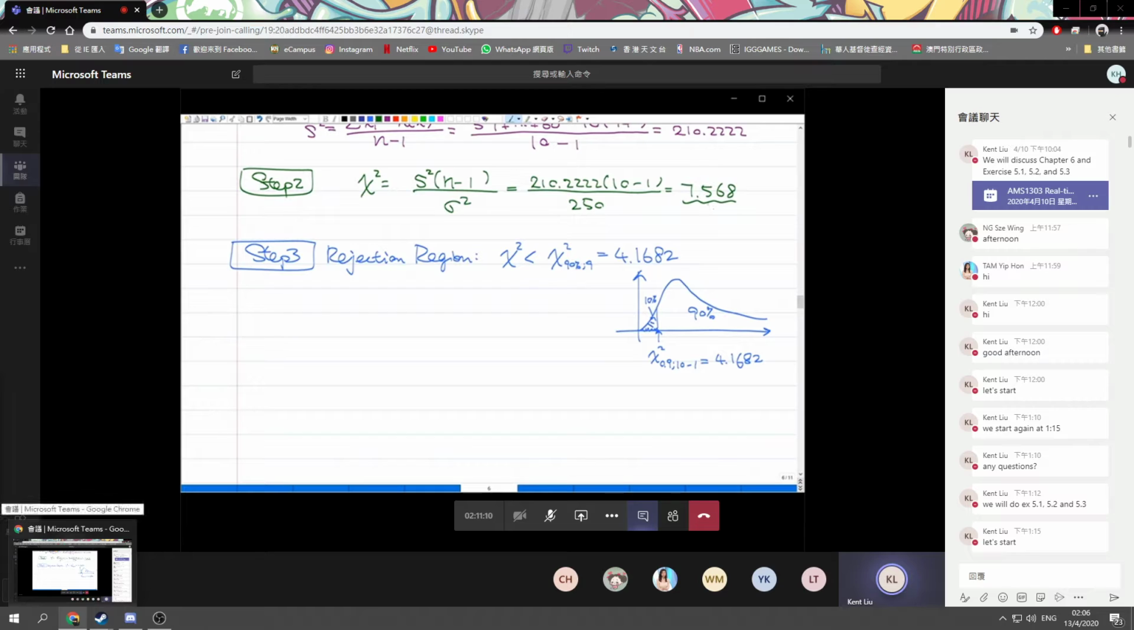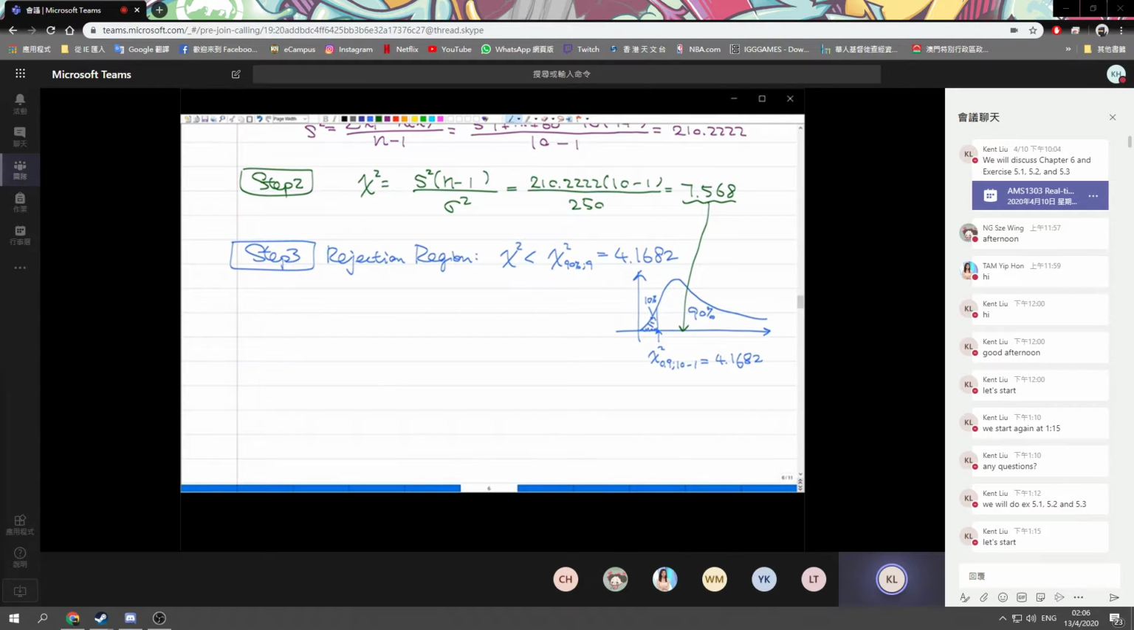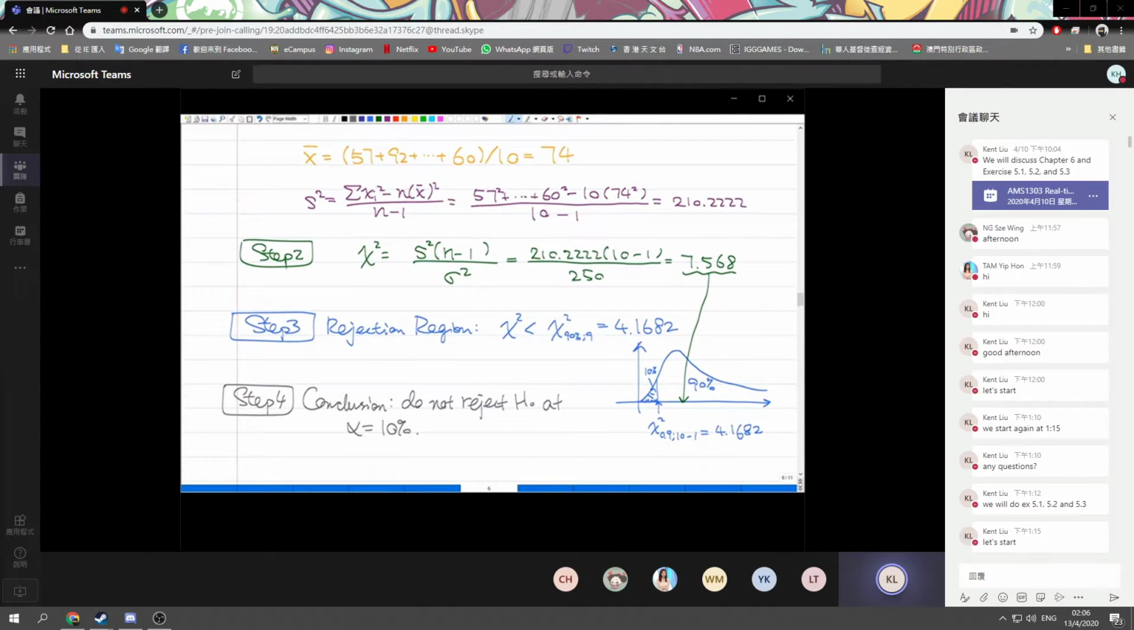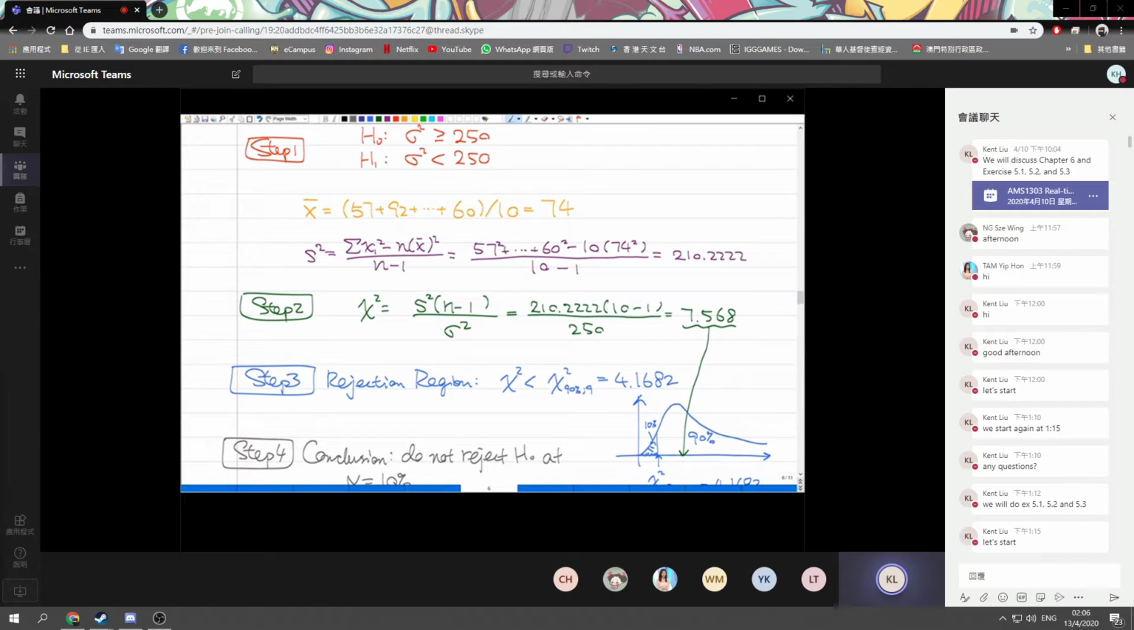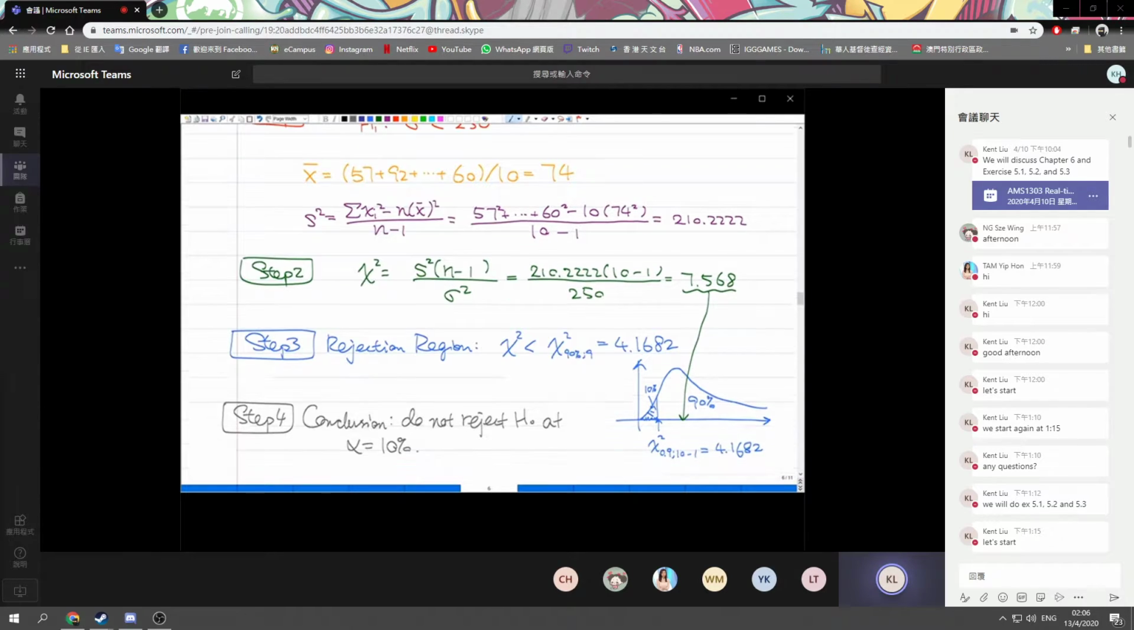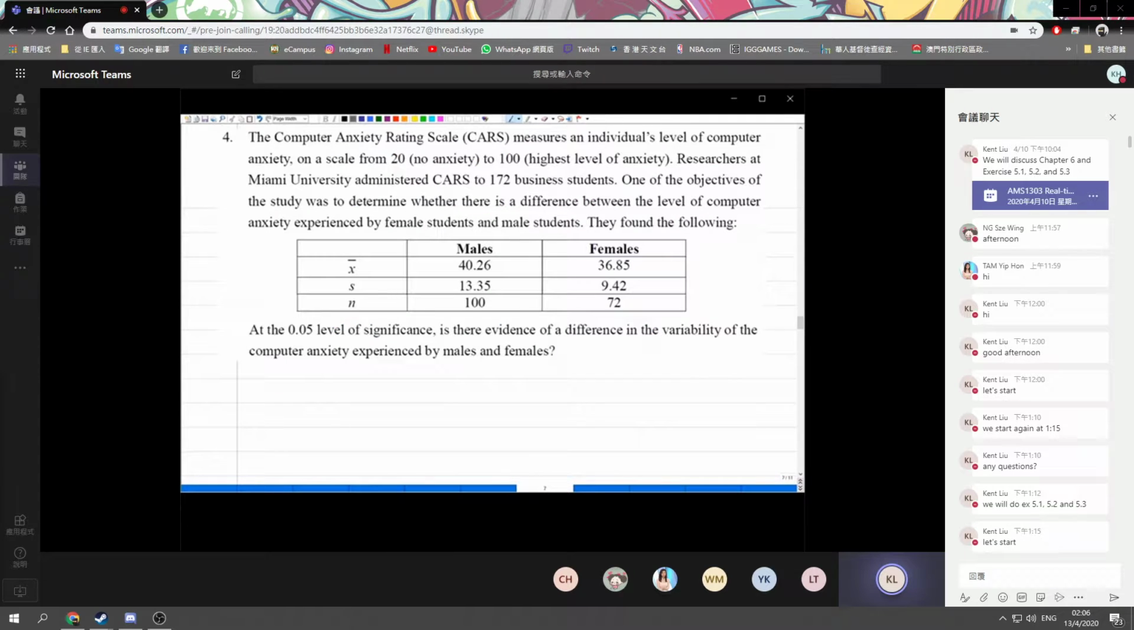Now, is our test statistic in it? Look at this. It's somewhere here, right? So it's not in the rejection region. So in our conclusion, we will say do not reject the null hypothesis at alpha equals 10%. All right, so this is another example about a test of one variance. Let's move on to the next one.